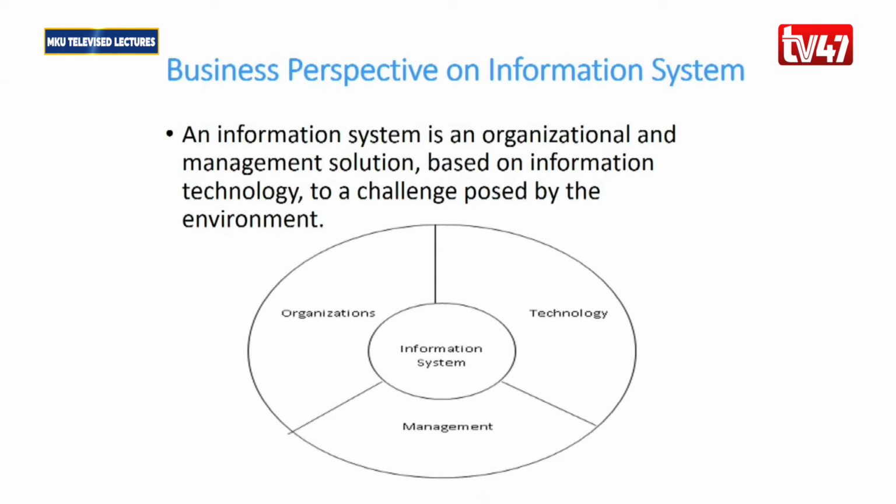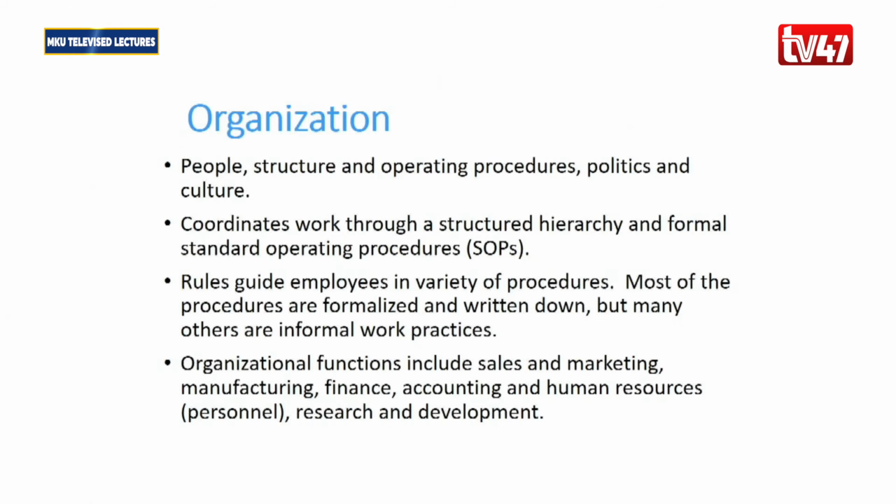So we have these three dimensions to discuss when we are looking at an information system within a business perspective, within an organization or a company. If we look at these three items, when we talk of an organization, basically we are talking about the people within the organization, the structure, and most importantly, the operating procedures. Of course, we have other things that come in, the politics and the culture of that organization. But it's very important to always refer to the operating procedures when you are talking about the organization.